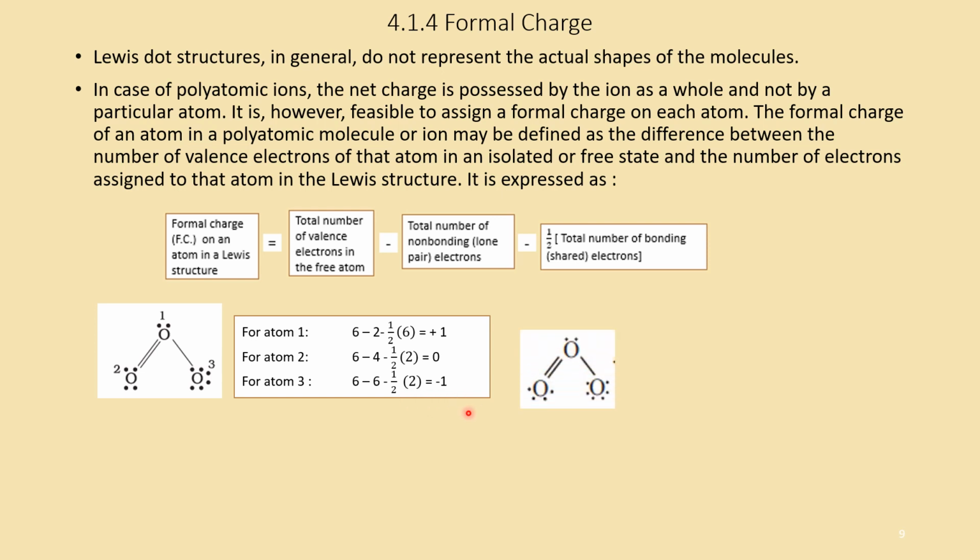Hence, the Lewis dot structure along with its formal charge is shown here on the right hand side. The formal charge is written on top of the O atom number 1, where we should write plus, and on atom number 3, you have to write minus.